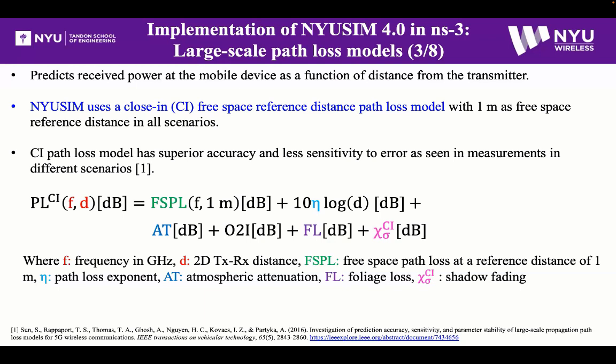And the terms like the atmospheric attenuation, outdoor to indoor loss, the foliage loss, the shadow fading, these are all optional. So depending on the use case, users can decide to enable or use these terms or prefer not to use them. But the mandatory terms are the free space path loss computation and the 10 eta log d factor, which is always there by default to compute the path loss that you could expect for a given distance.